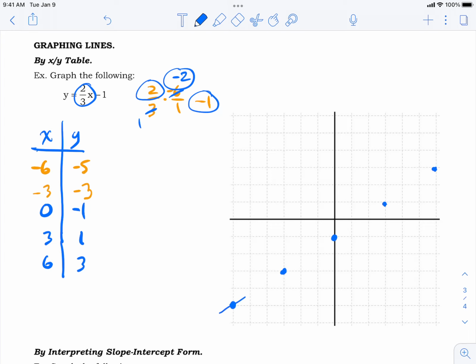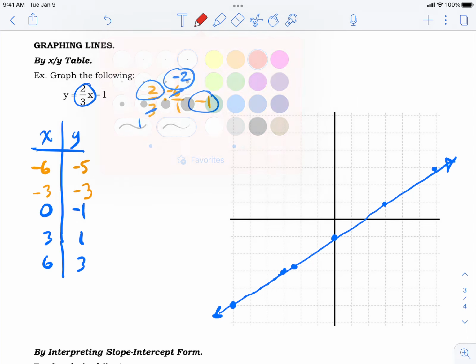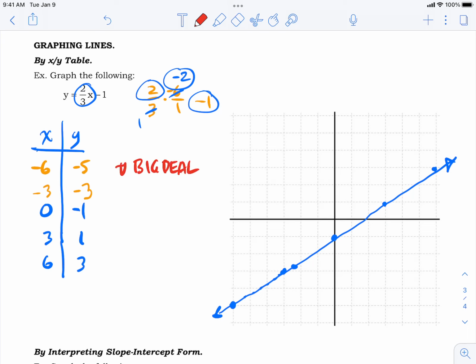And you'll notice those all line up on a beautiful straight line. And we join the line to show that all of these points are also solutions to the equation, right? You could plug in x equals -2 point whatever, and you'd get y equals whatever it is here. So anyway, all those points are solutions to this equation. We've got a nice line. Now, I got a big deal here. This is a big deal.